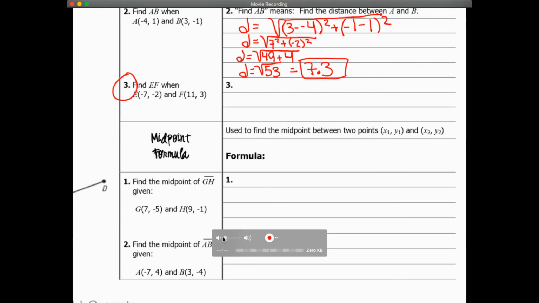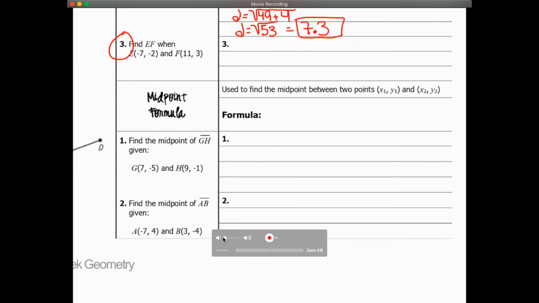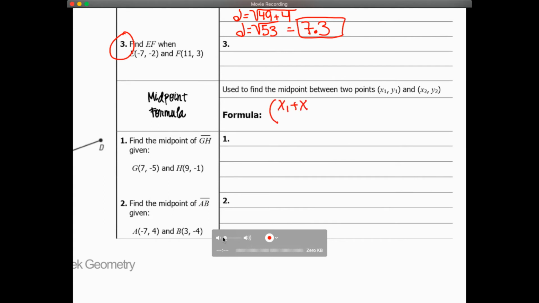Moving on to midpoint. So midpoint is the middle of two coordinates on a coordinate plane. The formula is x1 plus x2 over 2. So the average of your x coordinates. And then y1 plus y2 over 2. So find the midpoint of GH given G is 7, -5, and H is 9, -1.